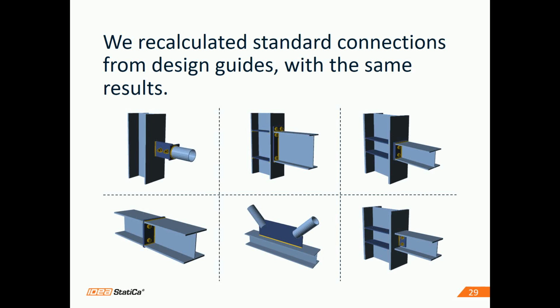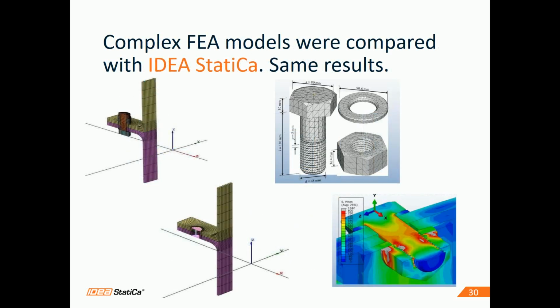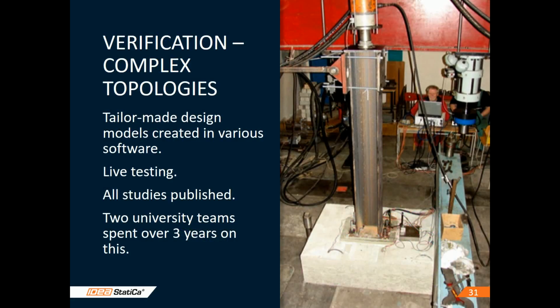The first level of testing of the new software was to take joints from design guides and calculate them with StatiCa. We got the same results. Not exactly the same, as we are using finite elements, but always within the safety factors of the code. The second level was to laboriously create models in scientific programs and compare them to results achieved in StatiCa in minutes. Again, same results. The third level of testing was live lab tests.